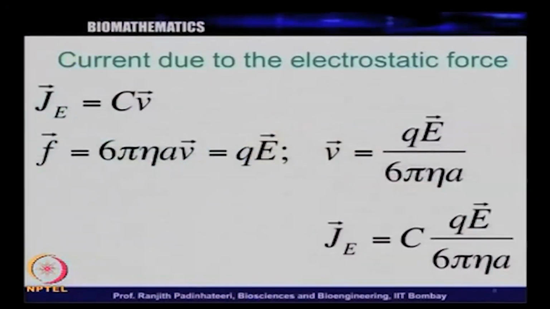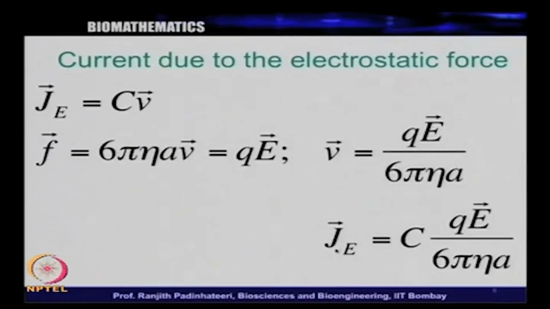So, this is the essential message which I am giving here: the current J is C V, and the force is 6 pi eta a v. The force is also Q times E, where E is the electric field, and from this we know that V is Q E by 6 pi eta a. I just take Q E this way.